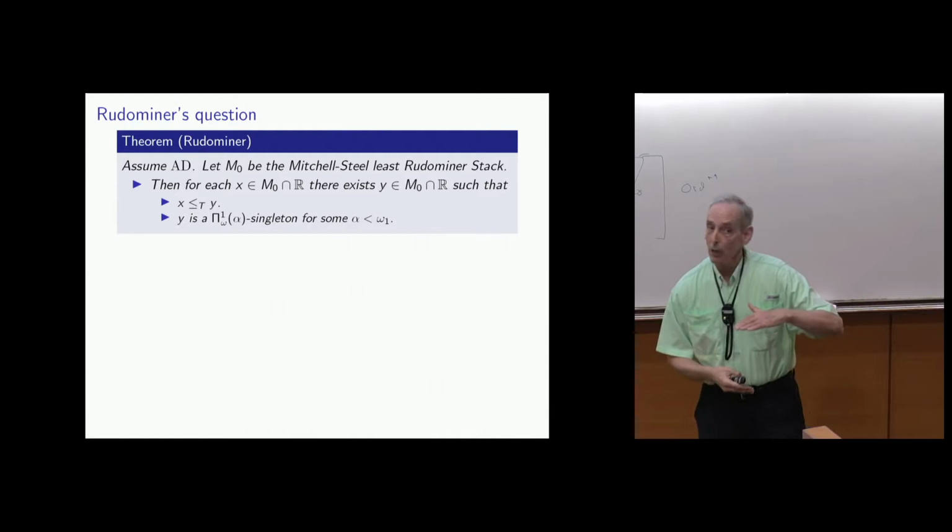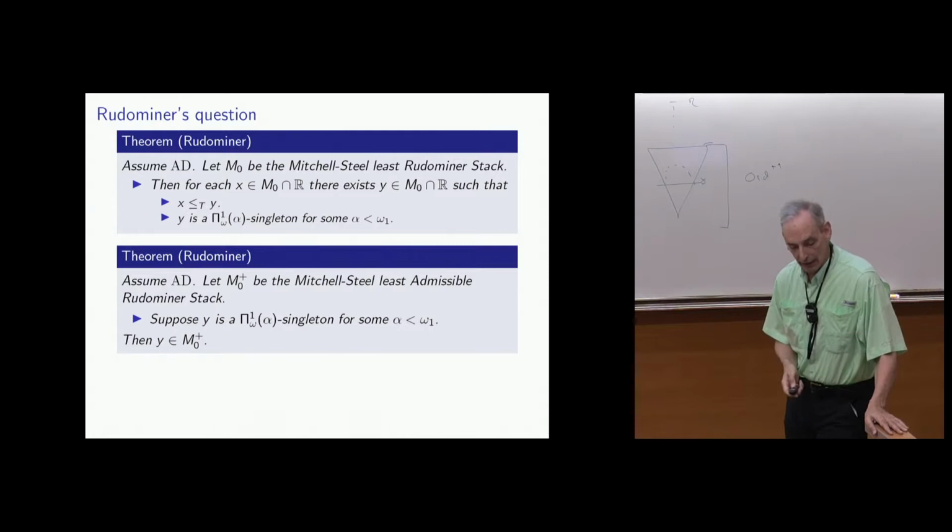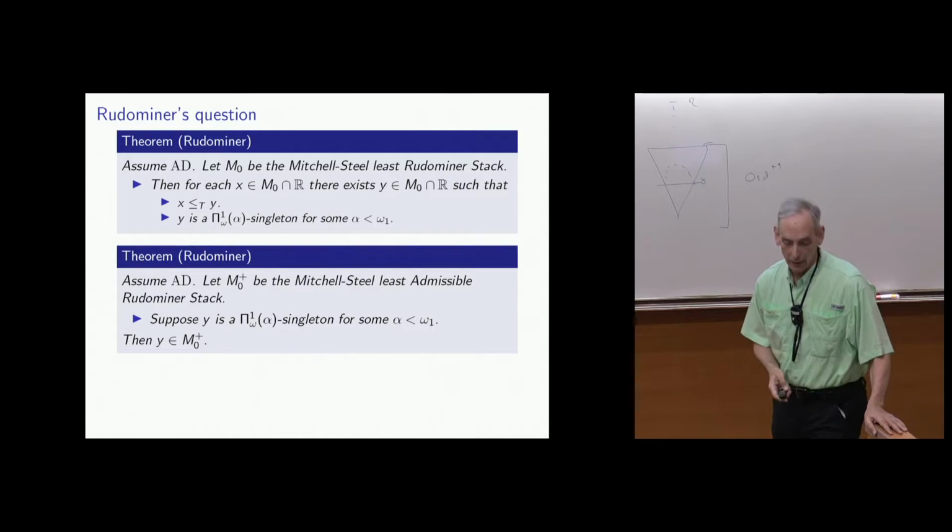Okay, now what if you move to the Mitchell-Steele least admissible Rudimeyer stack? We'll call that M0 plus. Suppose Y is a pi 1 omega alpha singleton for some alpha less than omega 1. Then Y is in M0 plus. Yes?